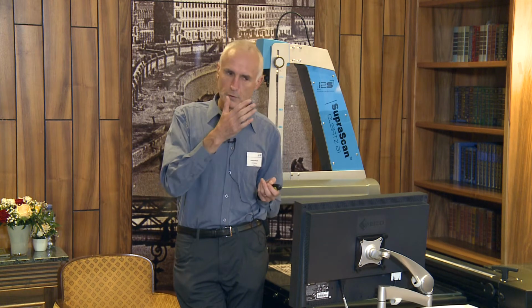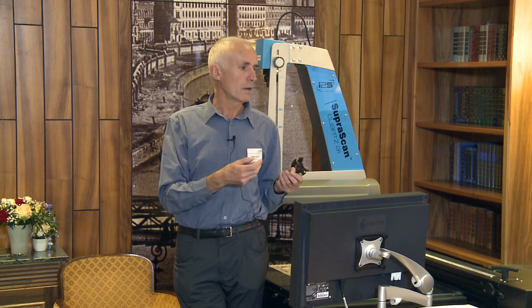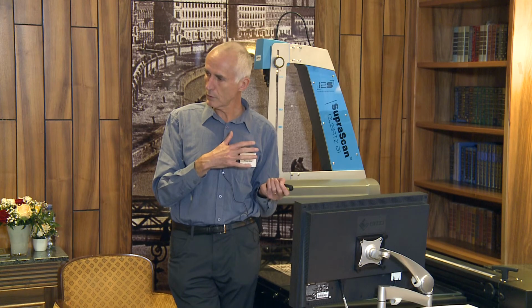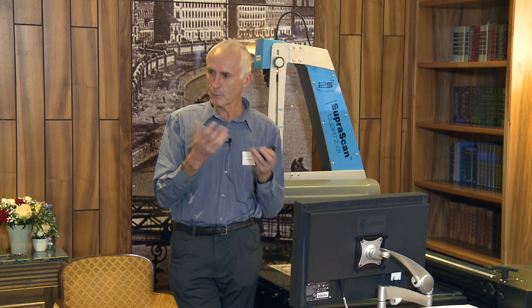That is, if you send a very strong light for a very short time, it's nothing compared to having a book exposed here for 1 week. It's nothing. So the scan time now will be the exposure time multiplied by the number of lines. And the number of lines can be quite high, can be 10,000 lines. That means the scan time will be around 10 seconds. I mean, we have an exposure time which is 100 times smaller than on matrix scanner, but the scan time is 100 times higher.